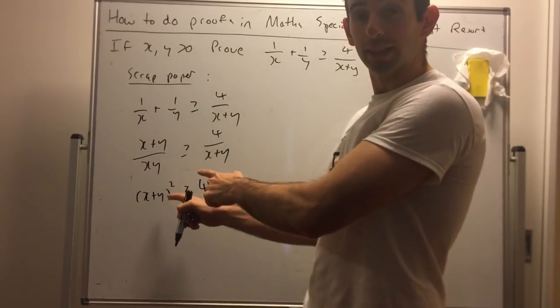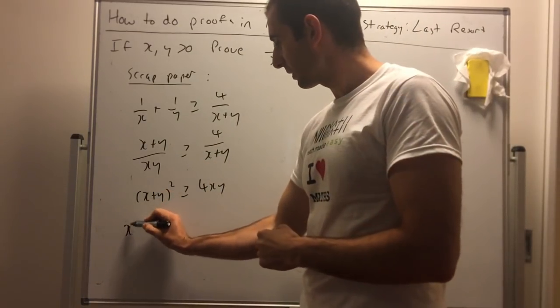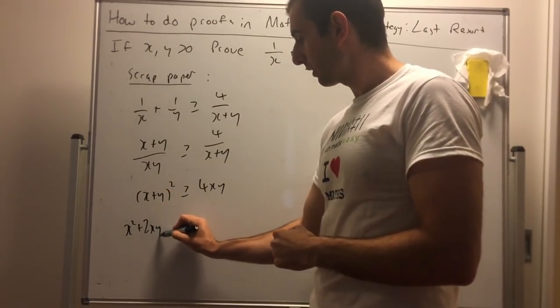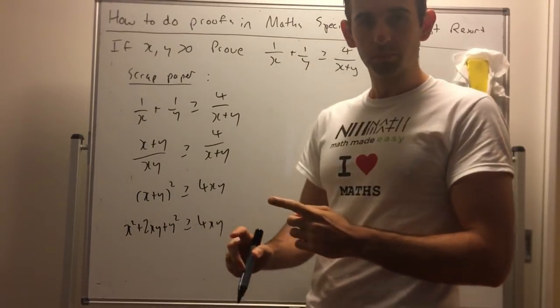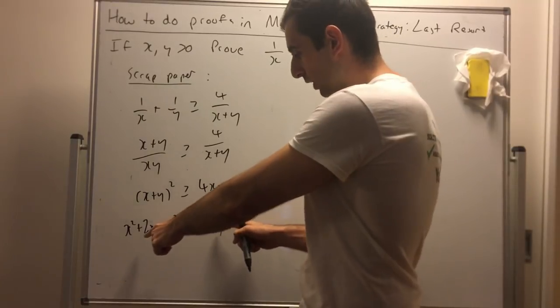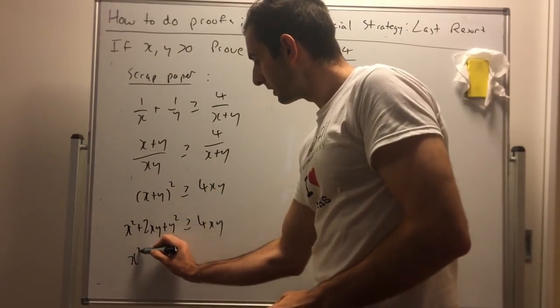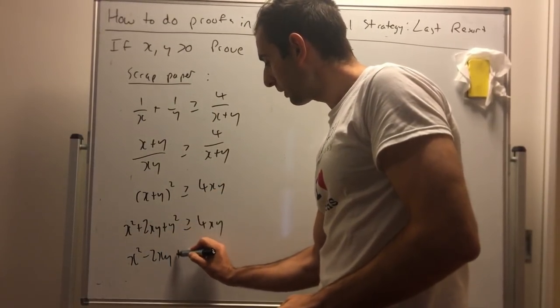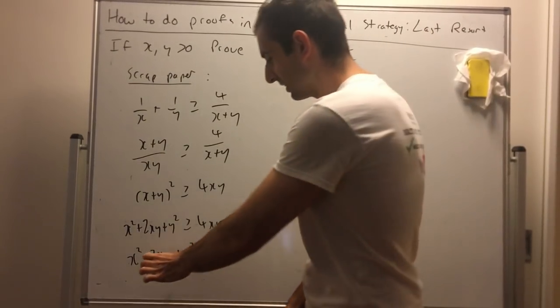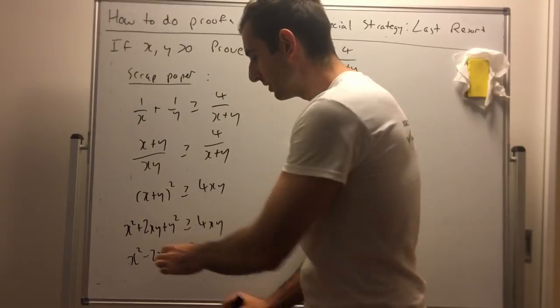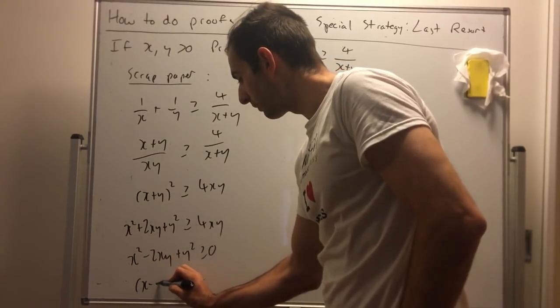I've got a perfect square, I can expand that, so that's x squared plus double their product plus y squared greater than or equal to 4xy. I've got like terms, so I can bring this over and I get x squared minus 2xy plus y squared greater than or equal to 0. And lastly, you'll notice this is exactly that, but with a minus. So this is also a perfect square, but with the minus.